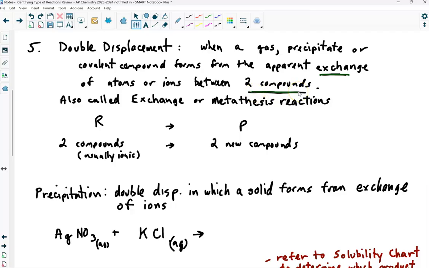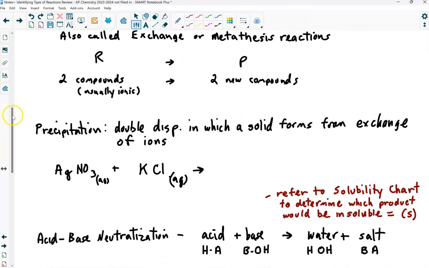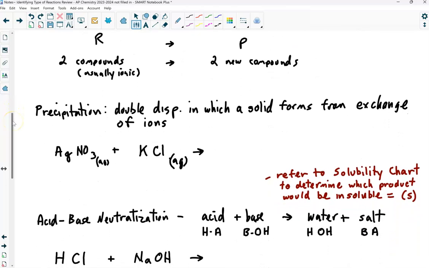All right. So then on the reactant side, you will see two compounds. Very often those are ionic, not always. On the product side, you'll get two new compounds. Now, double displacement reactions kind of get split up into two different kinds of double displacement. First one, so let's look at precipitation first.